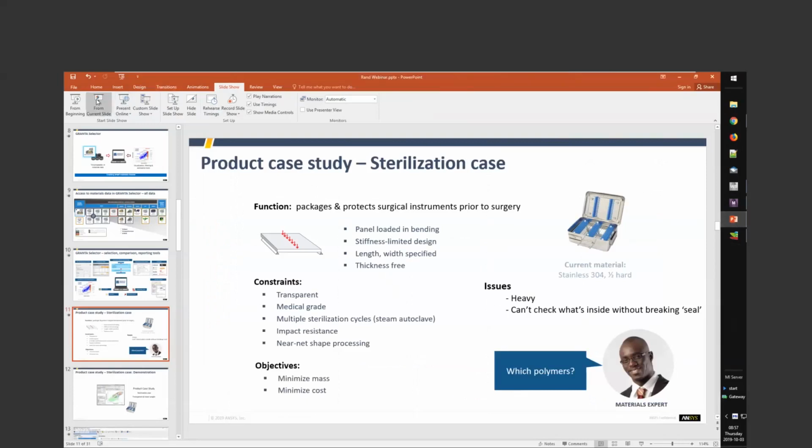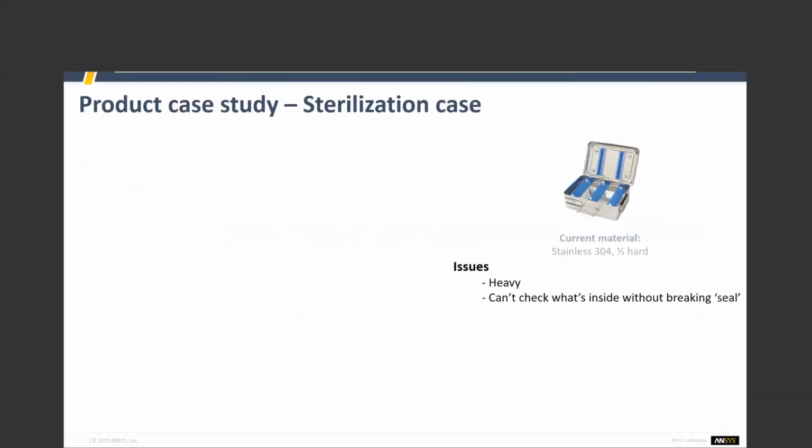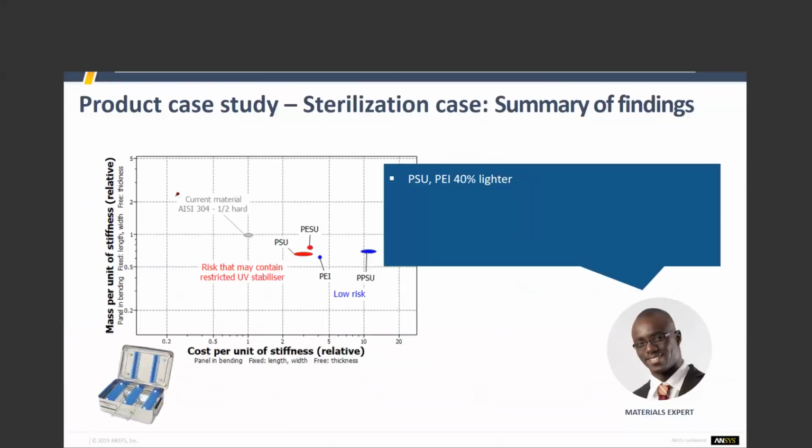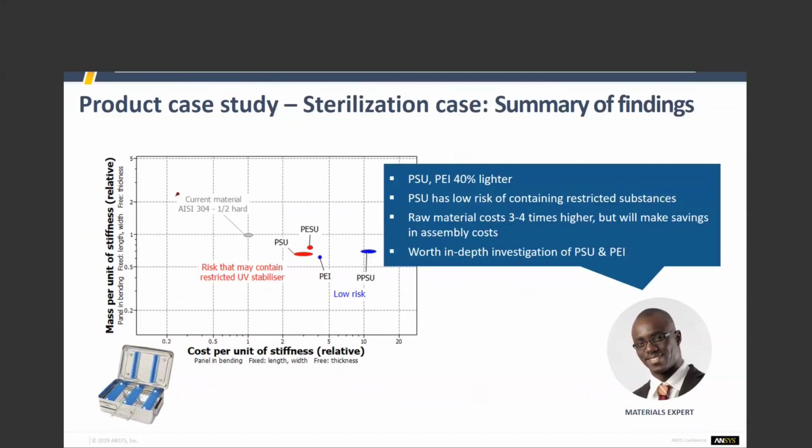So we'll just hop back into our presentation real quick, and we'll go over a little bit of a summary. As I mentioned, we came up with a list of 5 candidate materials. The 2 ones that we focused in on were PSU and PEI, and those were found to be up to 40% lighter than our stainless steel.